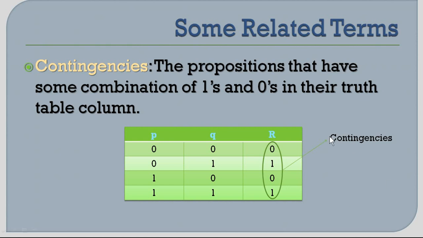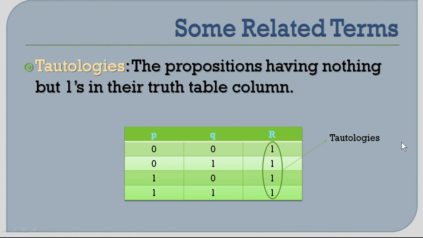Below that you will write the declaration statement: it is a contingency, that is, it has both 0 and 1. It may not be in the same order; it may be in a different order. But the combination will be such that you have some zeros and some ones. Okay, next one is tautology.